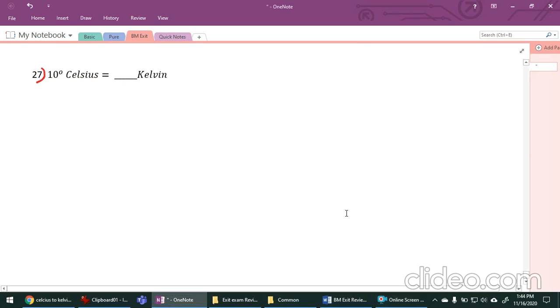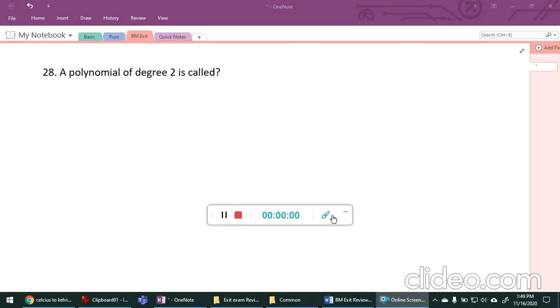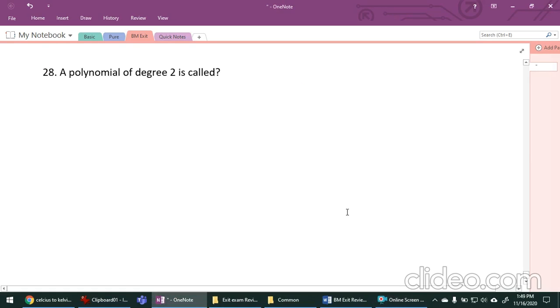Question number 27 is 10 degree Celsius to Kelvin. So how will you change from Celsius to Kelvin? What you have to do is you should just add 273. This is a special number. Okay, so 10 Celsius, how will I change? 10 plus 273 equal to how much? 283 Kelvin. That's all.